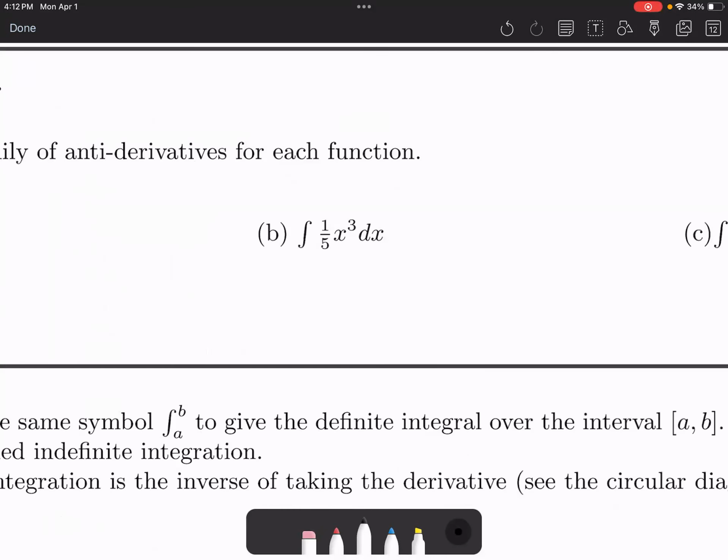Let's do B. We want to find an antiderivative of the function 1/5 x cubed. So we go up a power, so it's now x to the 4th. And we should divide by that 4, and we're already dividing by that 5. This is my contender for the antiderivative. Let's double check if we did it right.